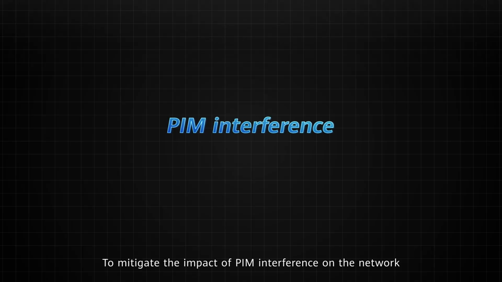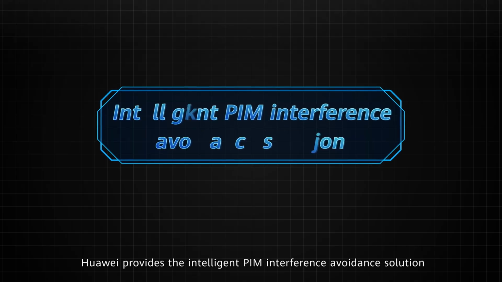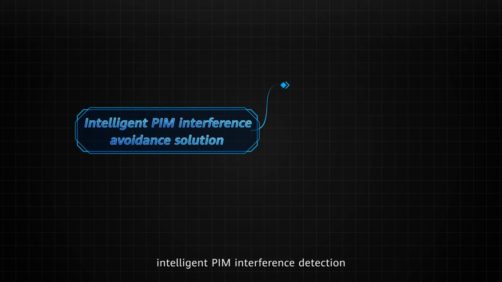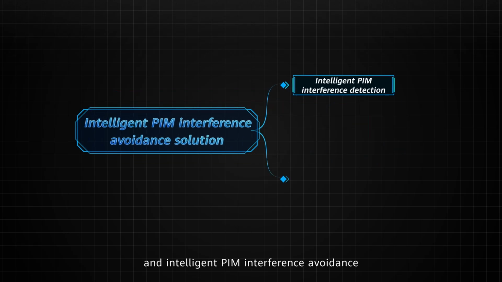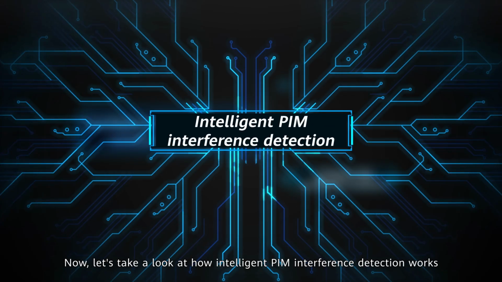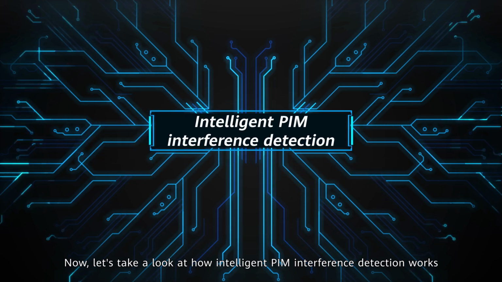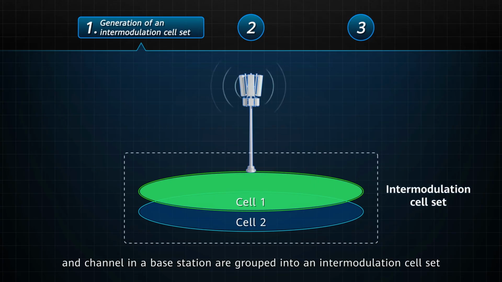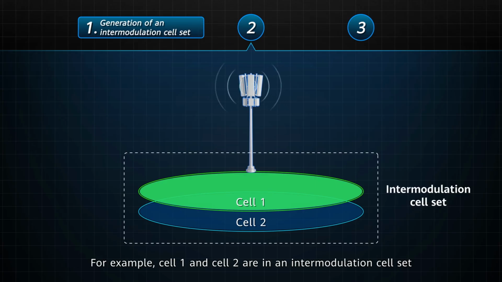To mitigate the impact of PIM interference on the network, Huawei provides the intelligent PIM interference avoidance solution. This solution involves two phases: intelligent PIM interference detection and intelligent PIM interference avoidance. Now, let's take a look at how intelligent PIM interference detection works. First of all, intra-base station cells that share the same RRU and channel in a base station are grouped into an intermodulation cell set. For example, cell 1 and cell 2 are in an intermodulation cell set.